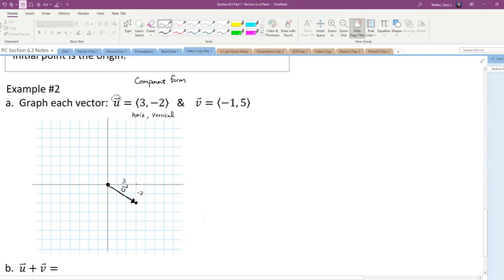Vector v will graph also from 0, 0, negative 1, 5. So we're going to go over 1 in the negative direction, and 1, 2, 3, 4, 5. So our vector v would be this vector represented here.